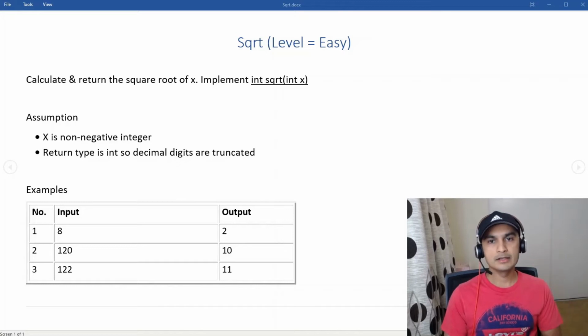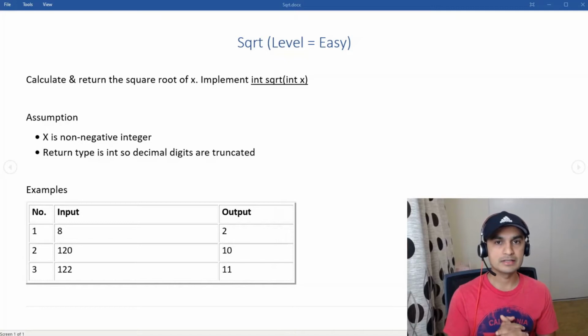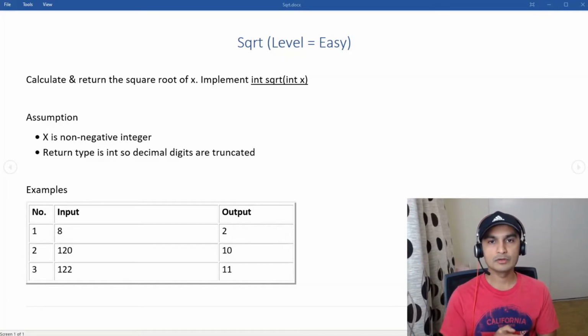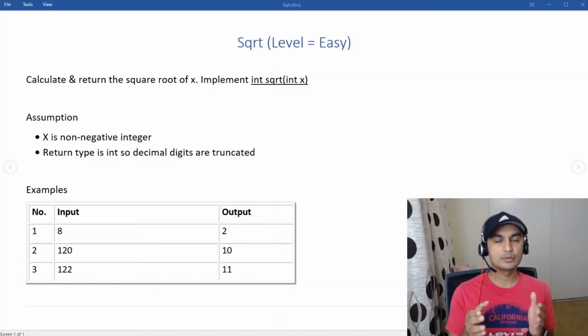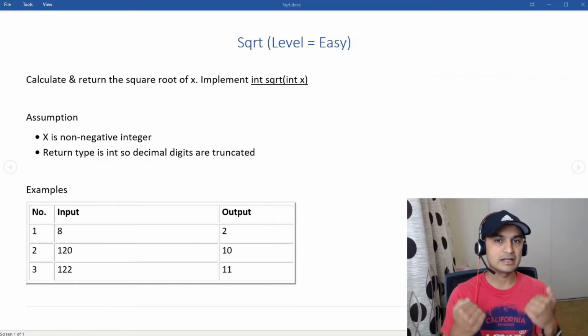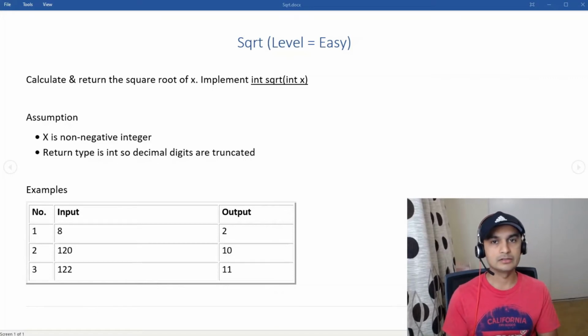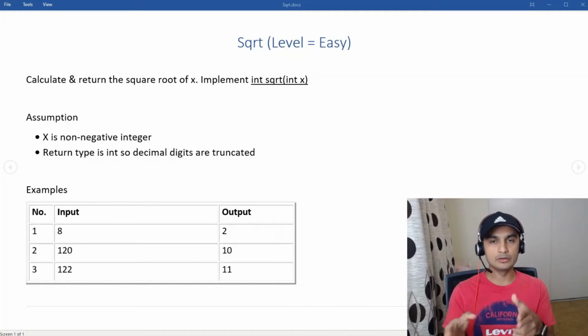Hi guys, in this video we'll take a look at another problem whose difficulty level is easy. In this problem, we have to implement a square root method which takes in an integer and then returns an integer. The return value is the square root of that number.